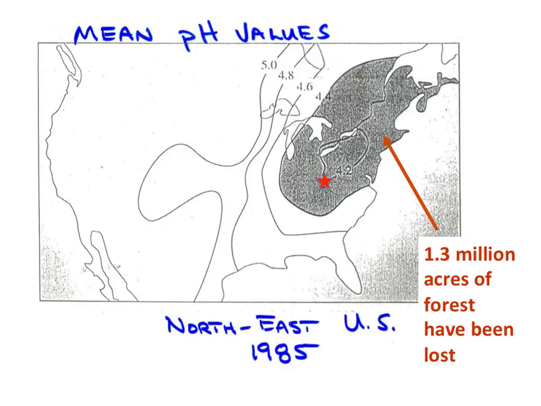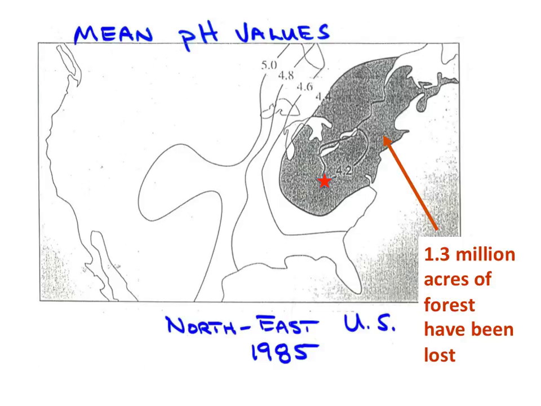This is a map of the northeast United States, and it shows a region downwind of coal-burning power plants located along the Ohio River Valley. Here, where I've located the star, the region downwind of the Ohio River Valley has lost about 1.3 million acres of forest. In 2014, President Obama promised to phase out all coal-burning power plants in the U.S. by the year 2030.